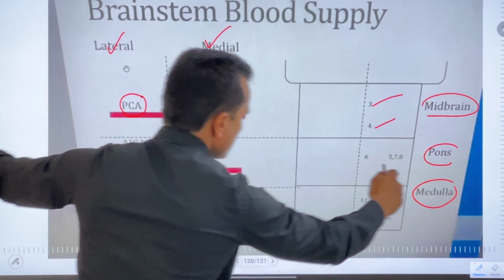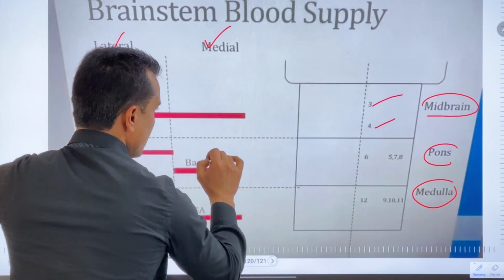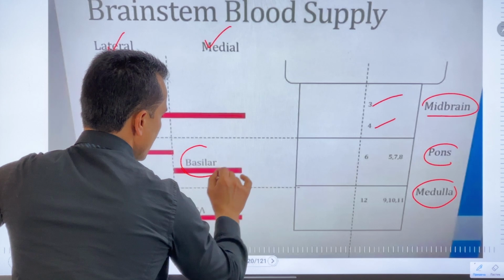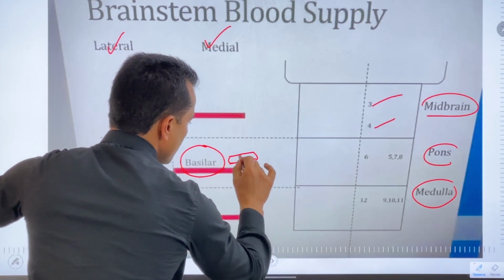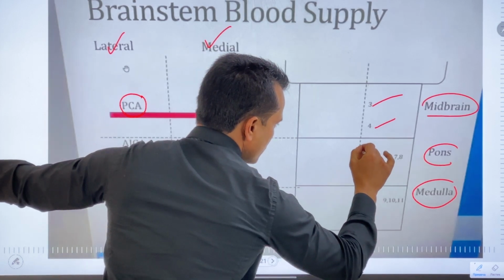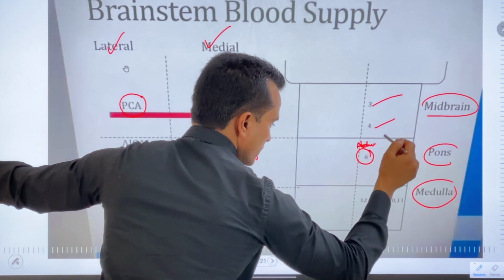And then from the pons, I have told you from the medial side, which artery supplies the medial side of the pons? If I ask you, you will answer me the basilar artery. If there is a basilar artery stroke, which cranial nerve will be affected first? 6th cranial nerve, abducens nerve. Why? Because it originates from the medial side of the pons. Yes, you are very smart, you understood.